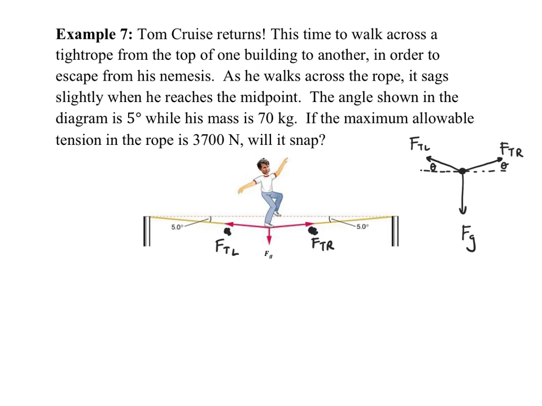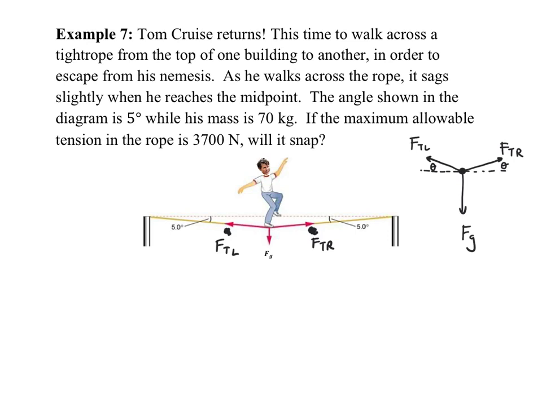So my free body diagram is actually shown on the right here, and what happens is, if Tom Cruise weighed more than he does, what would happen to the line? It would sag further. So what would happen to the angle? It would be a greater angle. The heavier Tom Cruise is, the bigger this angle is going to be. It's going to sag more and more.